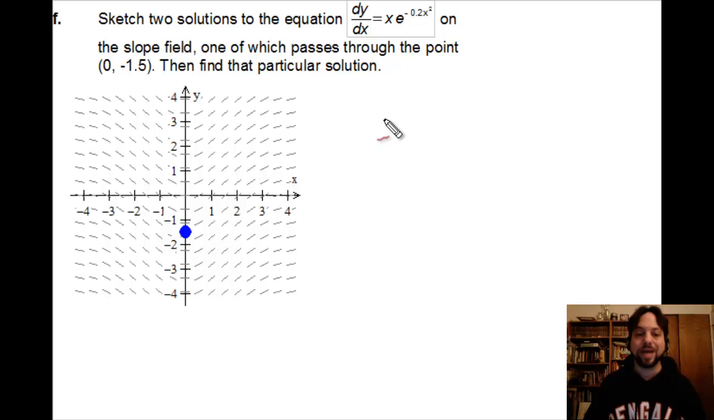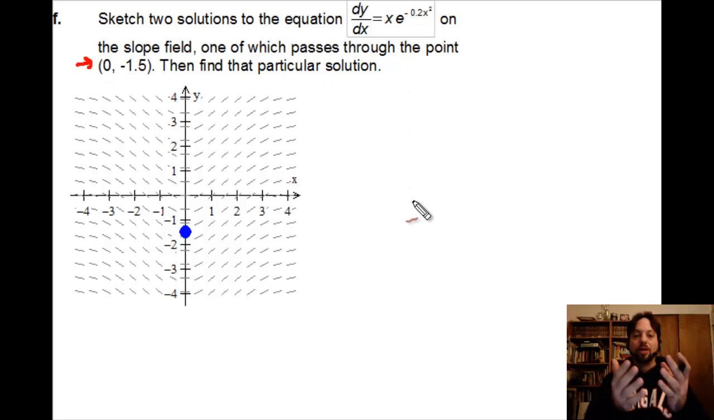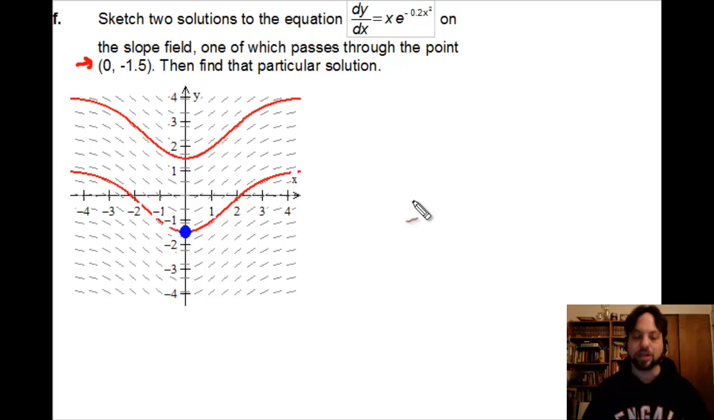So what we're asked to do is draw two solutions on this slope field, one of which passes through that blue point, which of course is (0, negative 1.5). So let me go ahead and draw two solutions for you. There you go. You see that both of them follow the path of these little pieces of slope as we go. But what is the actual function that defines these two graphs? Well, for that, we're going to need a little bit of calculus. And so let's see how this works.